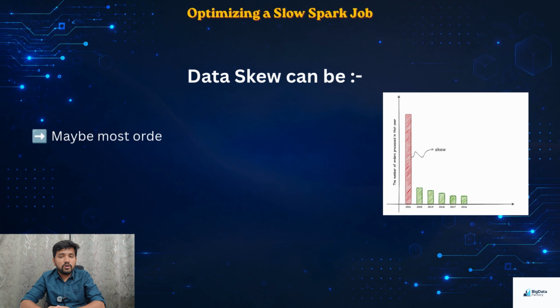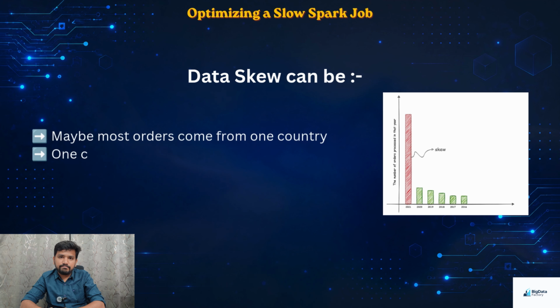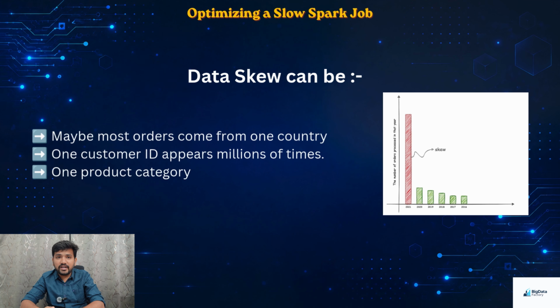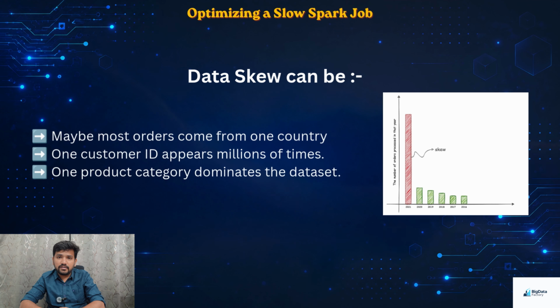Data skew means data is not evenly distributed. For example, maybe most order comes from one country, or one customer ID appears millions of times, or one product category dominates the dataset. When that happens, most tasks finish quickly, but one or two tasks take forever. The whole job waits for the slowest task. This is why skew is so painful.